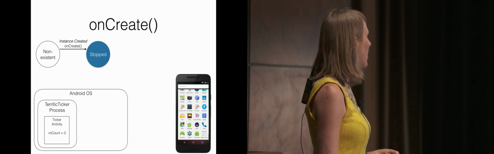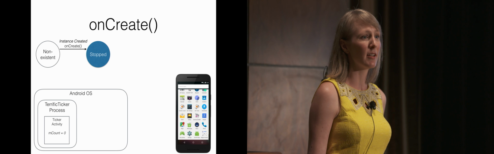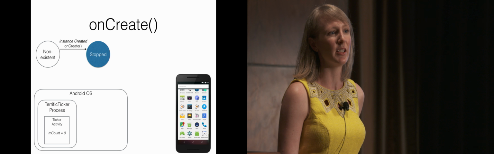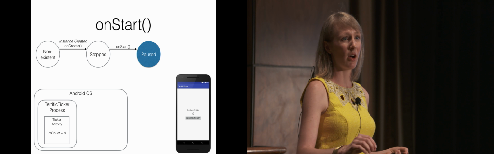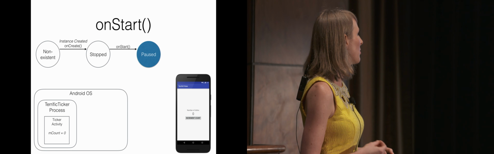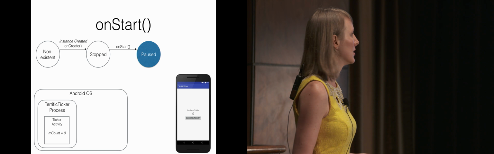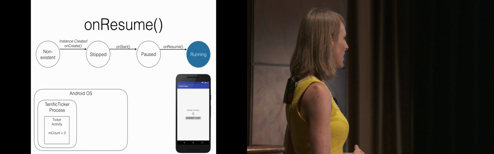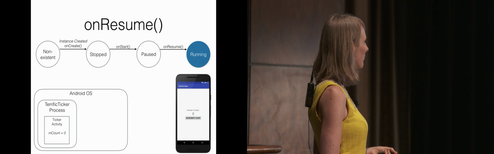It's not even alive. So the user presses your icon, and the operating system creates an instance of our activity and calls onCreate, which moves us into the stopped state, right? Notice the user does not see your activity yet. Then onStart is called immediately following this. It moves you to paused state. So now the user can see your UI, but it's not in the foreground. And then finally onResume is called to move you to running state, which now means the user sees your activity and it's ready for the user to interact with it.